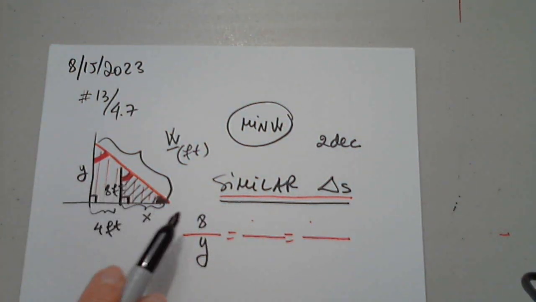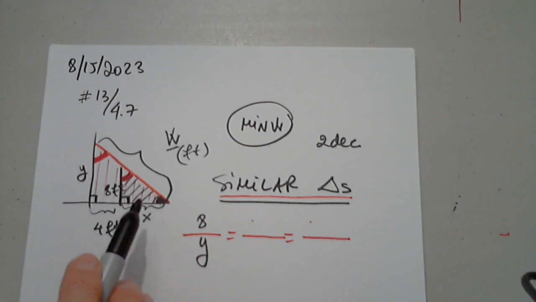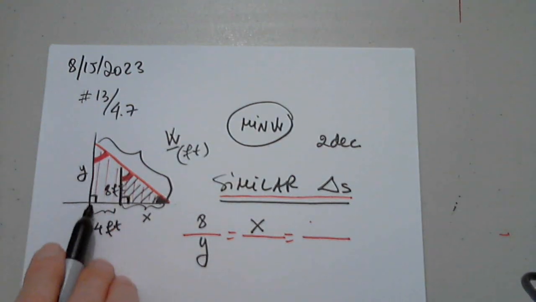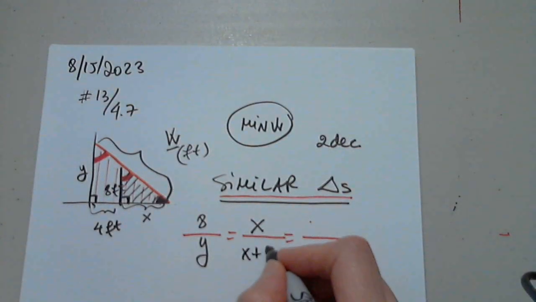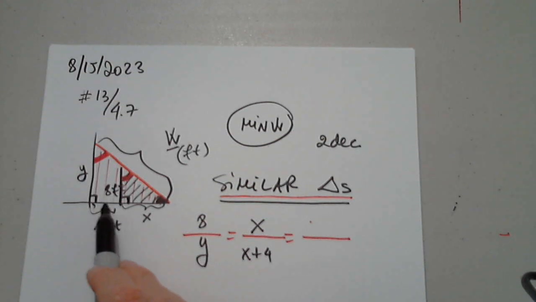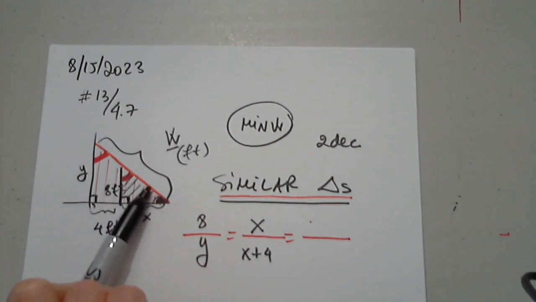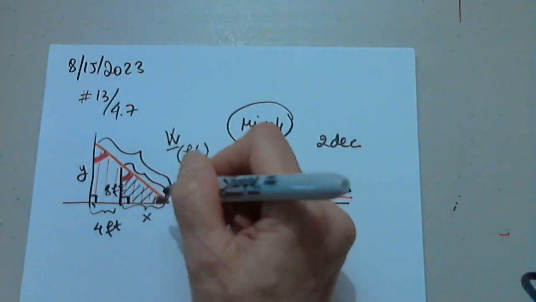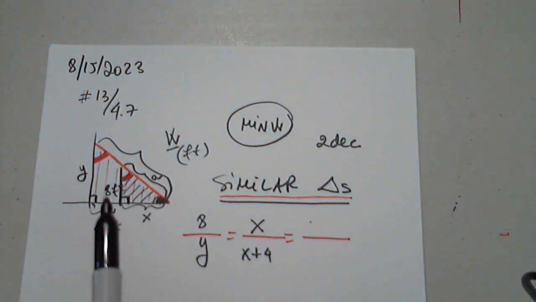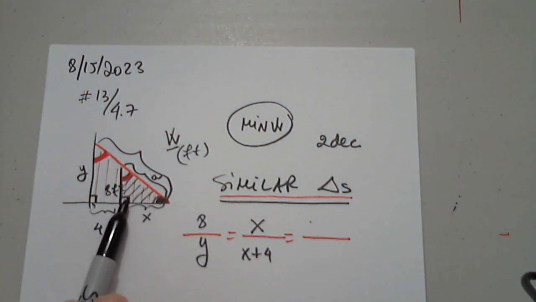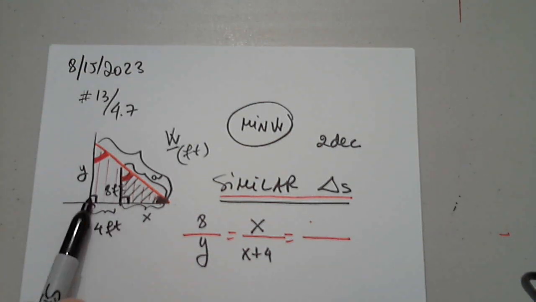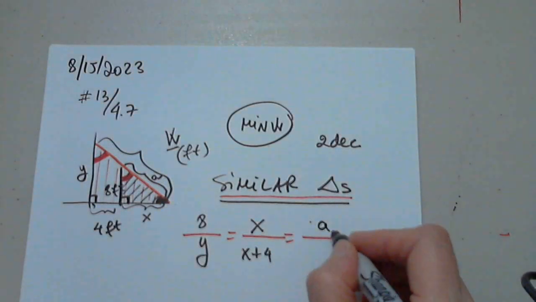Now I start again with the small triangle. The opposite of this is x. The opposite of the same angle in the big triangle is x plus 4. Finally, I am looking at the right angle. The opposite is this. I don't have a letter for this, so I'm going to invent one. This piece is going to be A. The opposite of this angle is A, and the opposite of the same angle in the big triangle is W.